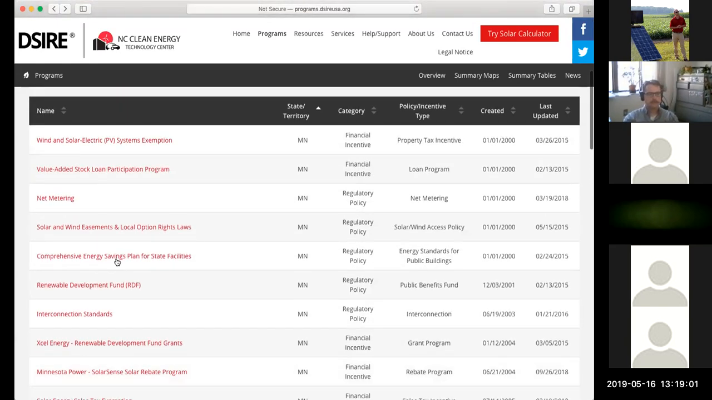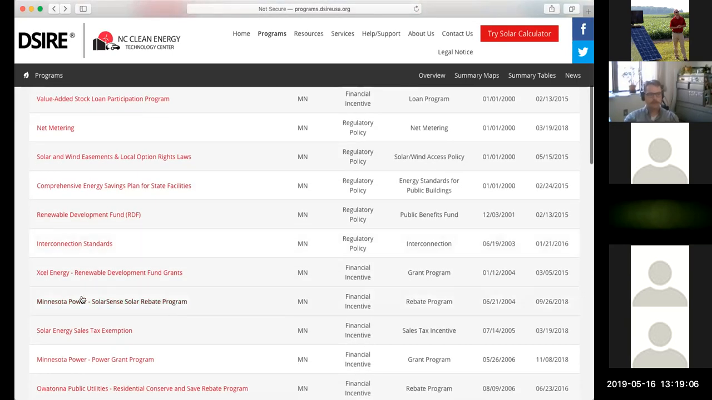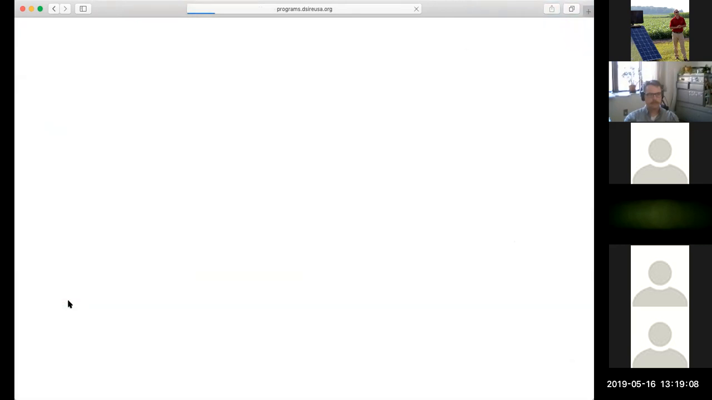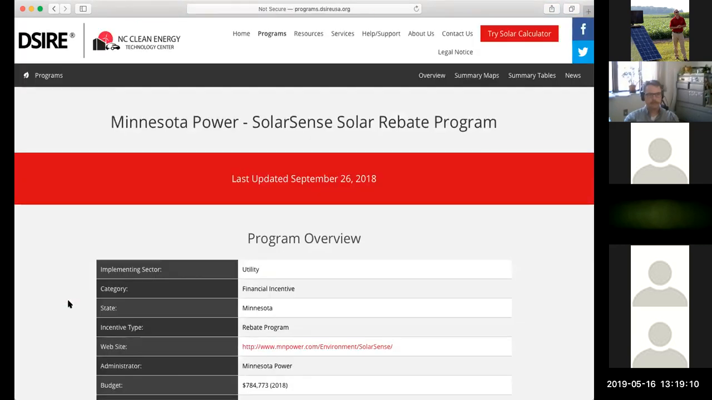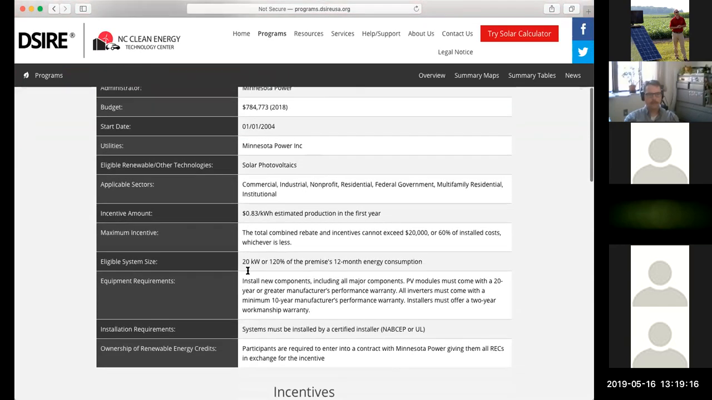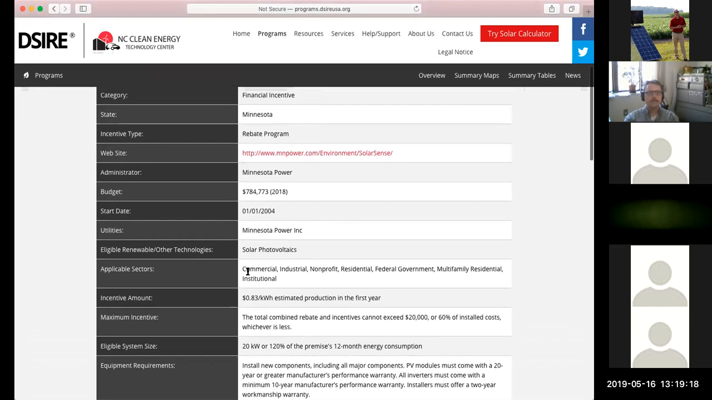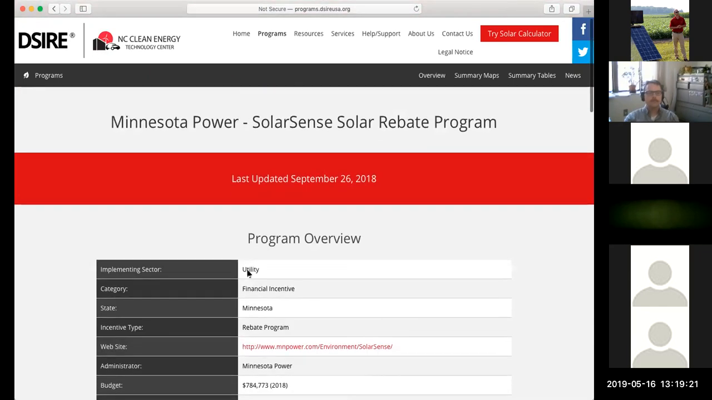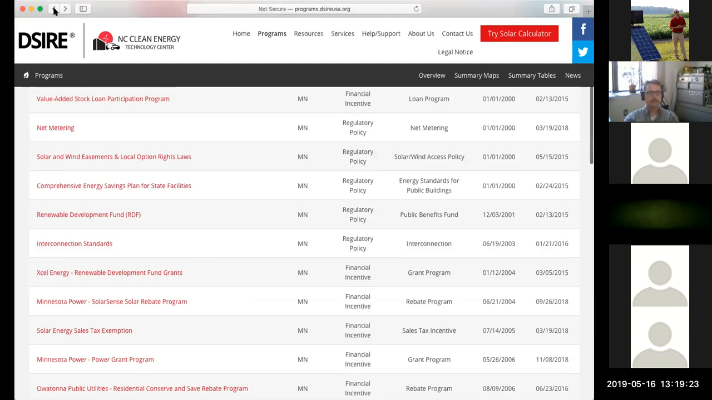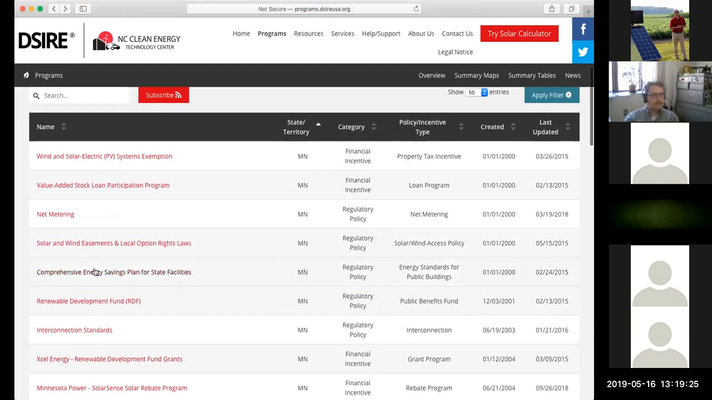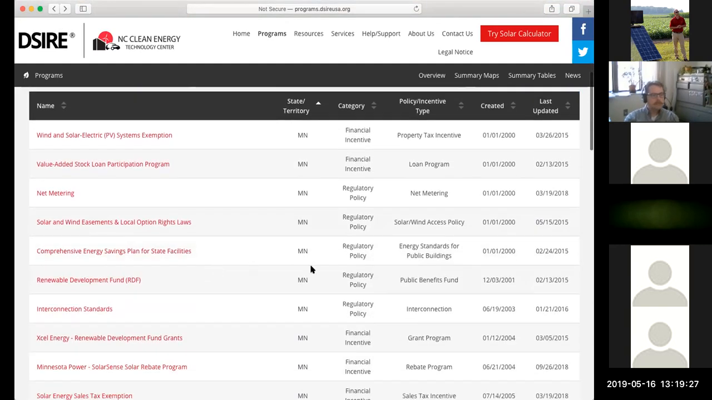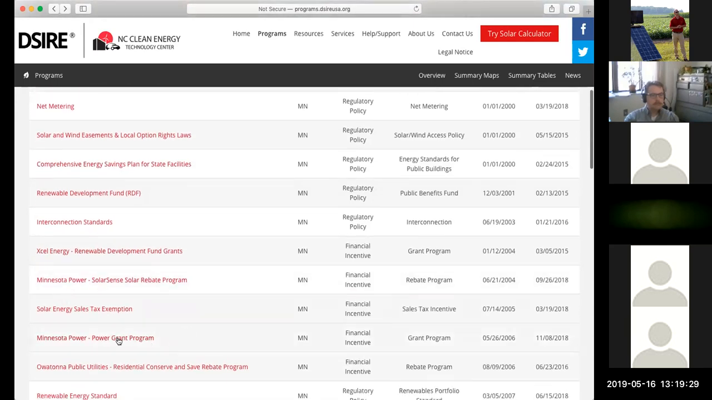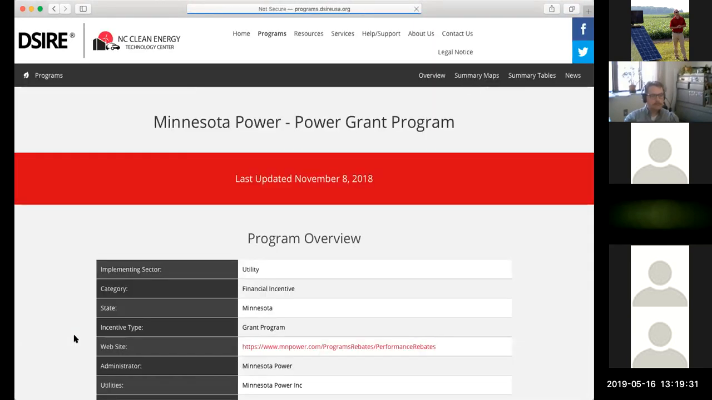The other thing I wanted to show here is an example of some other grant programs. So here's a Minnesota Power program. This is actually offered by the utility in Minnesota. You can see that by the implementing sector up here. And what this program does is offers, I grabbed the wrong program. Minnesota Power Grant Program, here we go.